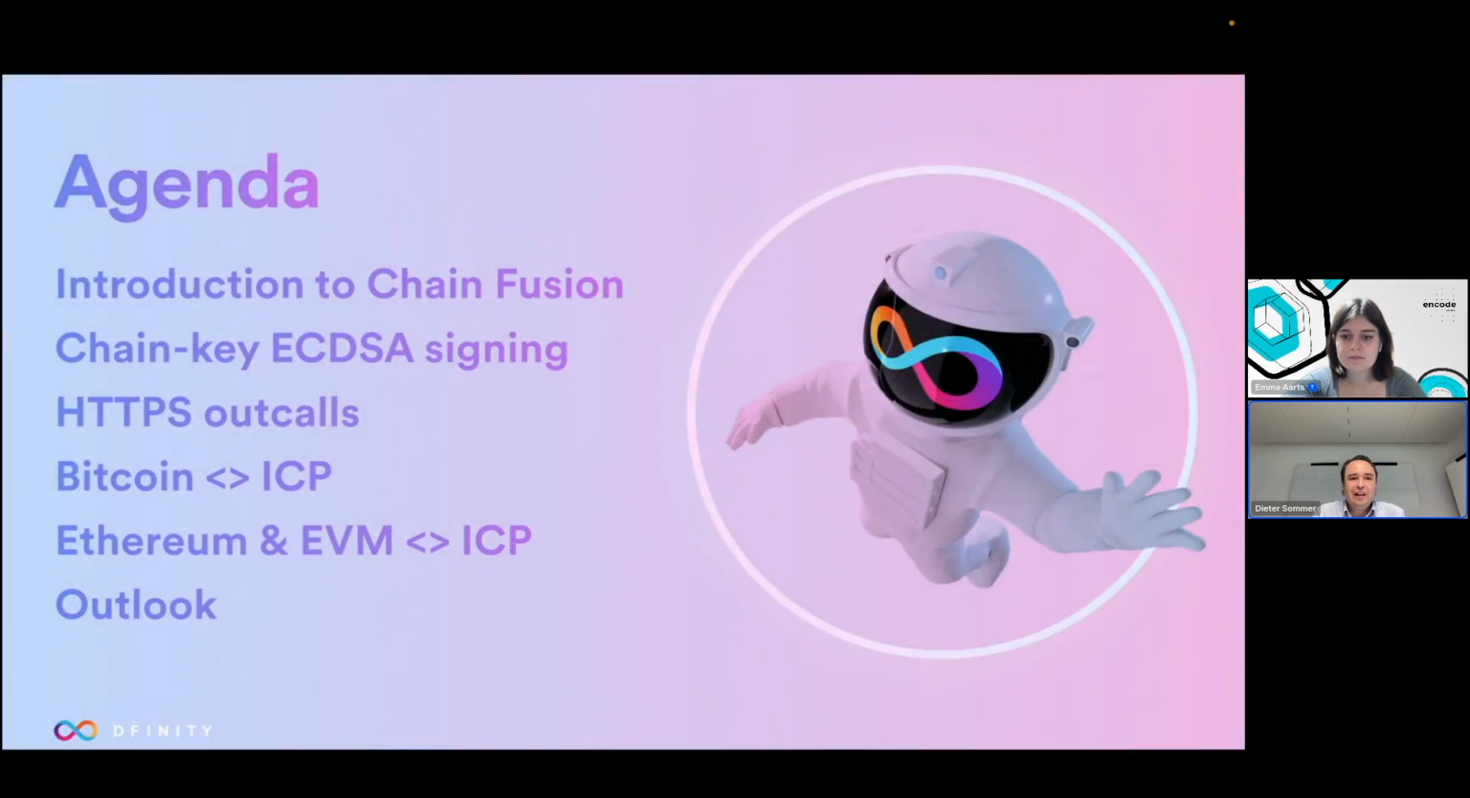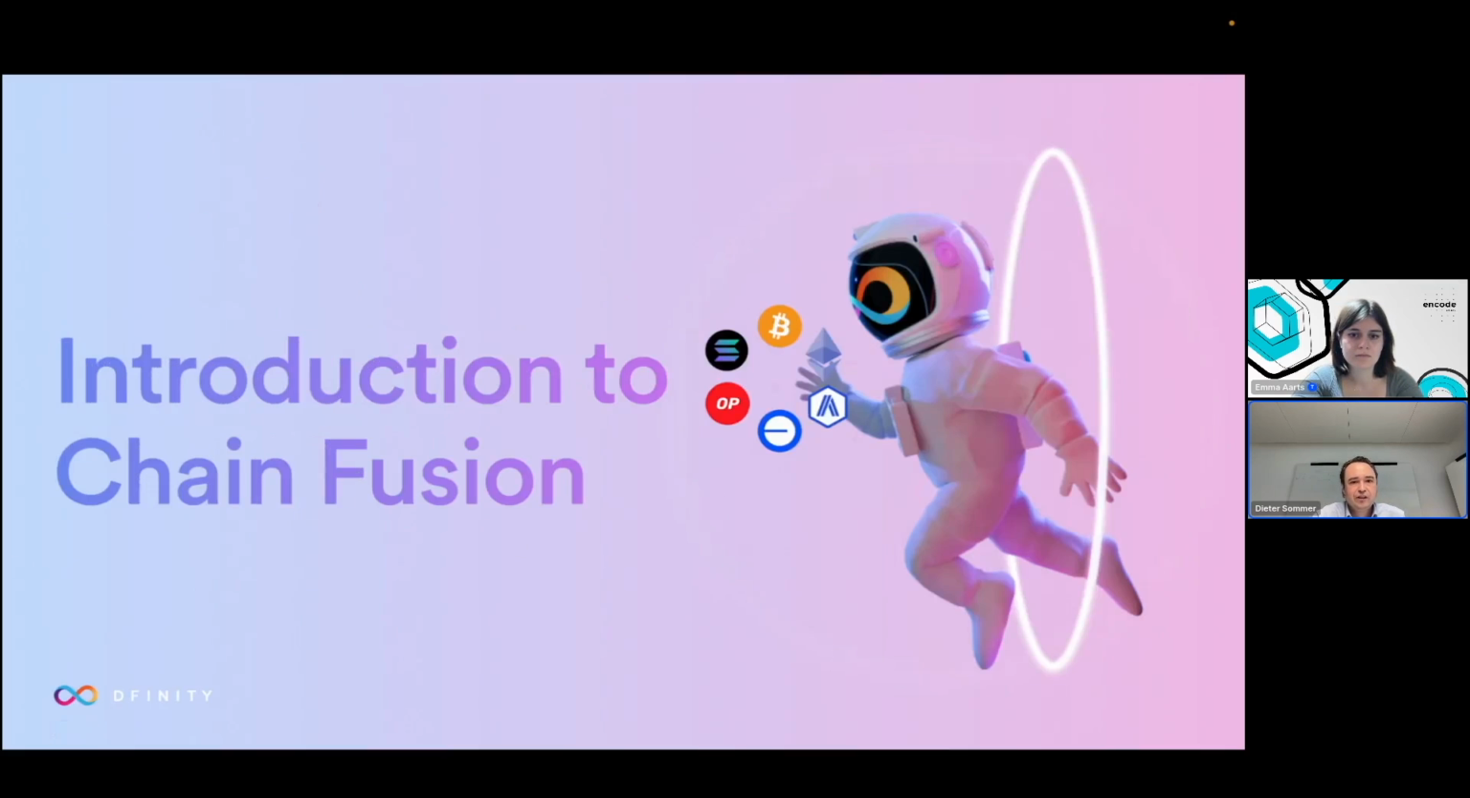So the agenda is the following. I'll give you a brief introduction to what Chain Fusion is, and then talk about two core building blocks for Chain Fusion. One is Chain-key ECDSA signing, the other one is HTTP Outcalls. Then I'll briefly talk about the Bitcoin integration of ICP. We already had this in a previous talk, so it's a very brief summary and recap, and then go into detail on the Ethereum and EVM chain integration of ICP. Then I'll give you a brief outlook on what new features are coming up soon, and also talk a bit about what has been done already in terms of projects with this Chain Fusion feature set. But now let's get started with the introduction.